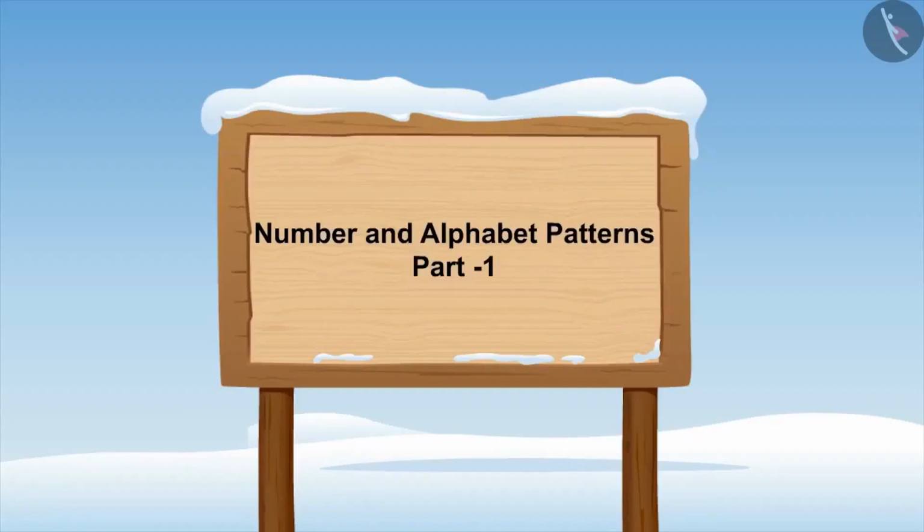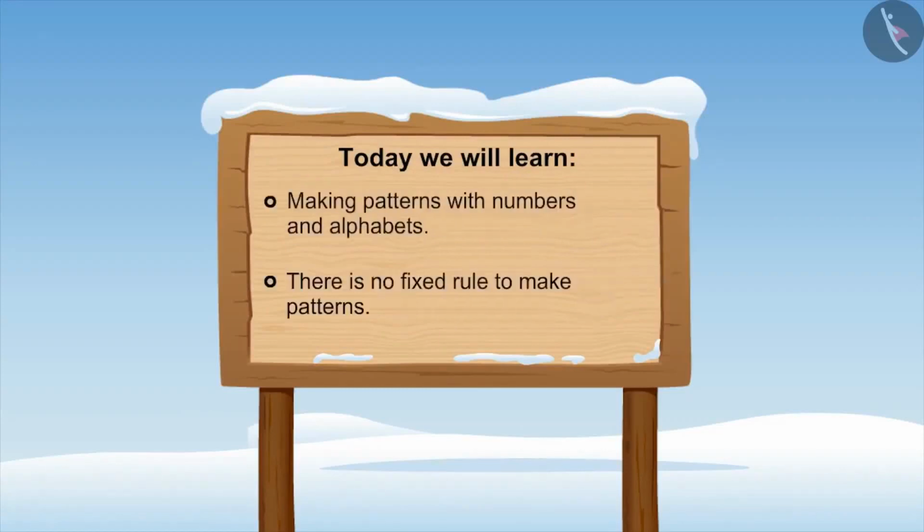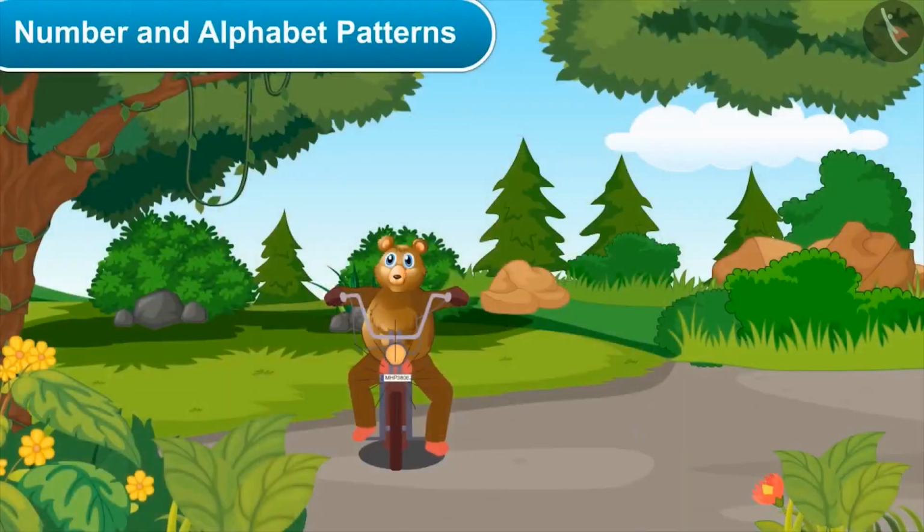Alphabet patterns part 1. Today we'll learn about making patterns from alphabets and numbers, and that there is no fixed rule for creating such patterns. We can easily make them by using our own rule. Oh, why is Bholu playing horn in the middle of the road by stopping his motorcycle?